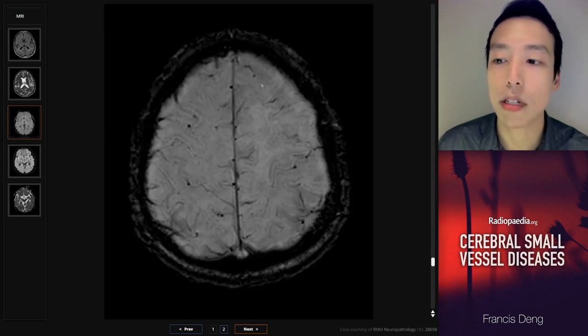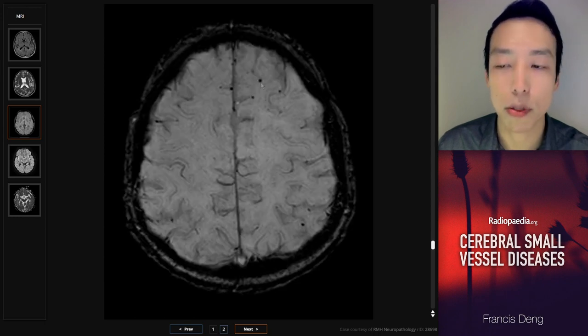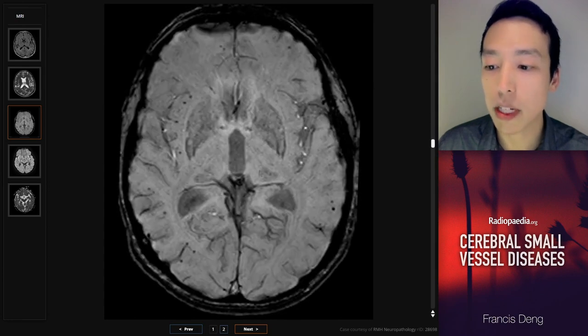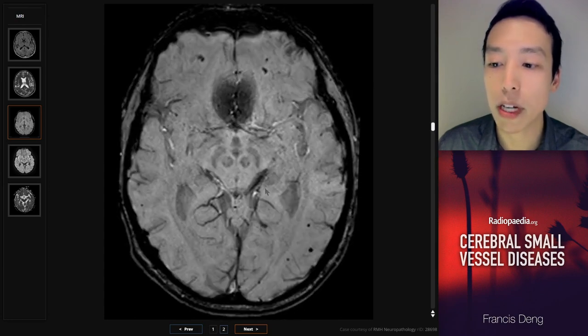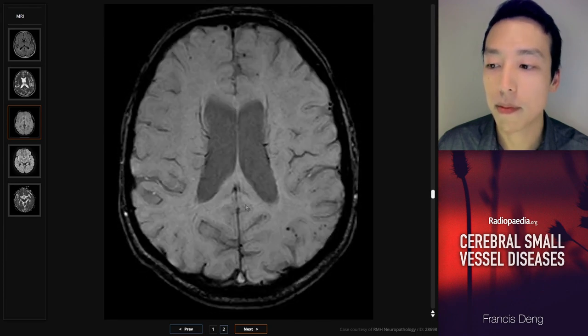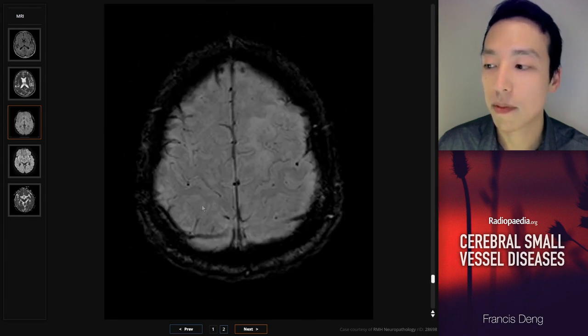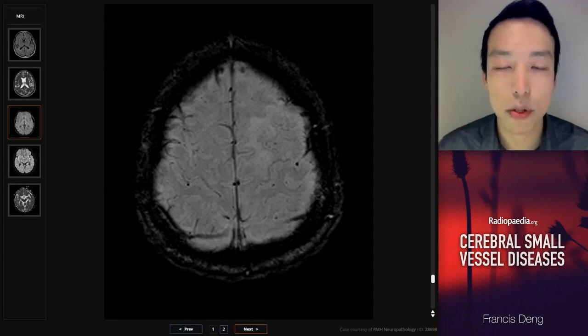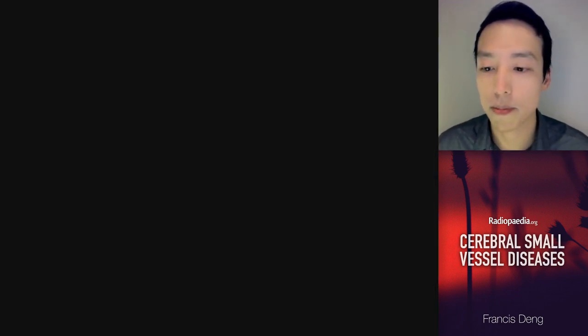And these are a number of cortical, subcortical, cerebral microbleeds. And these are strictly lobar, meaning there are none seen in the deep gray nuclei. There are none in the brainstem. So this was a pathology-proven case of cerebral amyloid angiopathy.